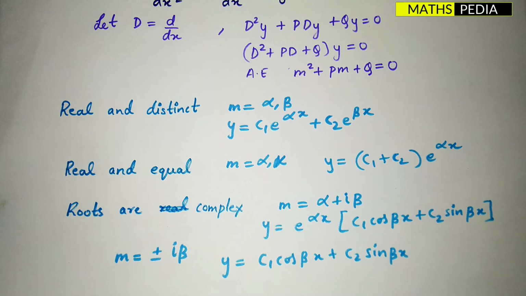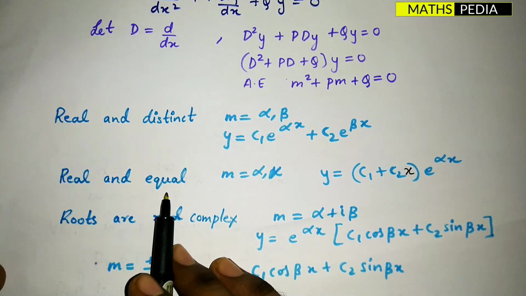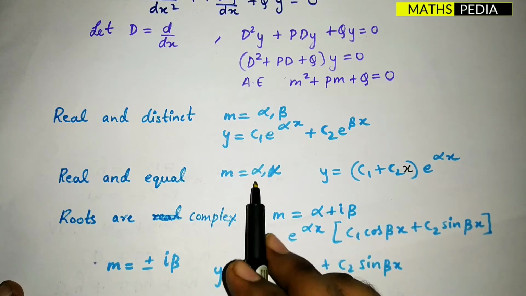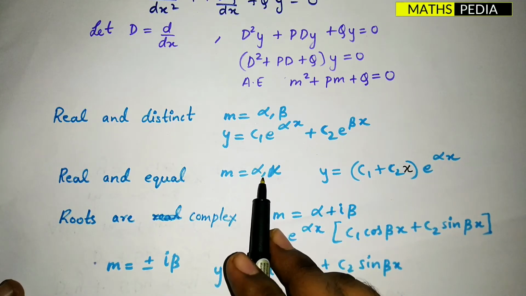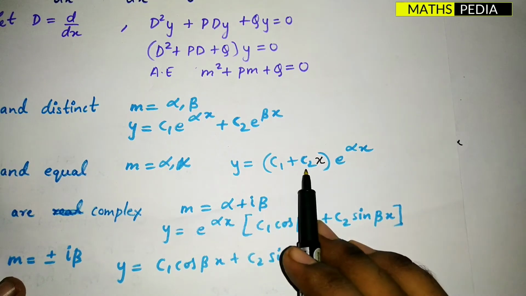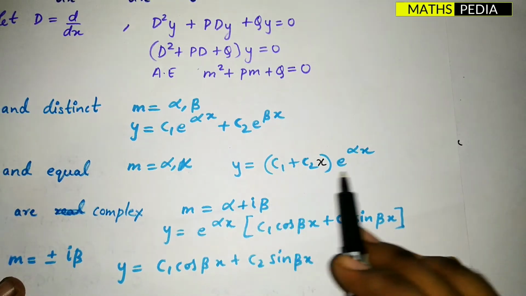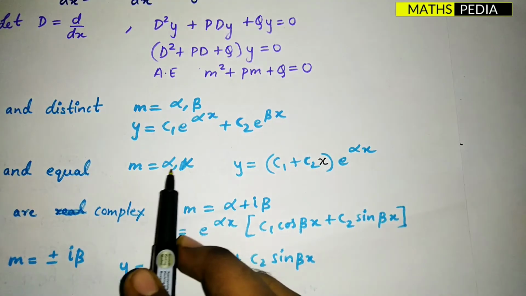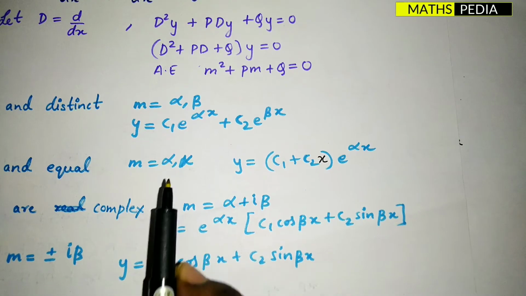beta x. For real and equal roots, m is equal to alpha comma alpha, that is, equal roots. In such a case, I can write y is equal to (c1 plus c2 x) whole into e power alpha x, where alpha is the root which is repeated.